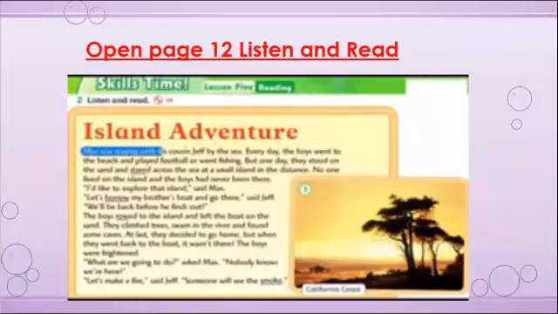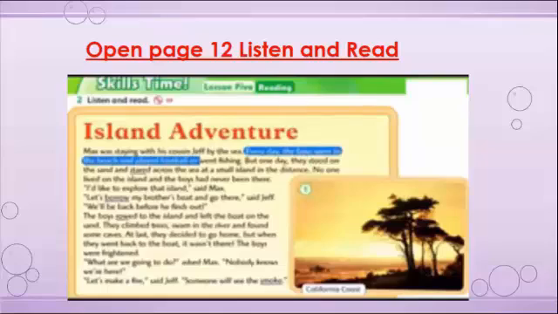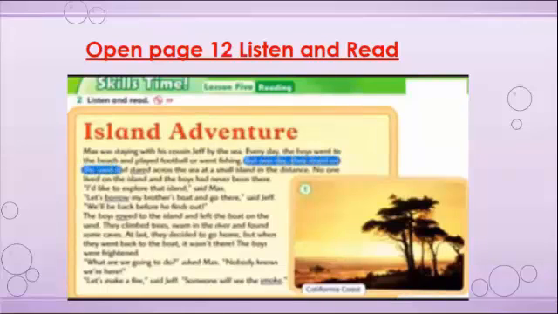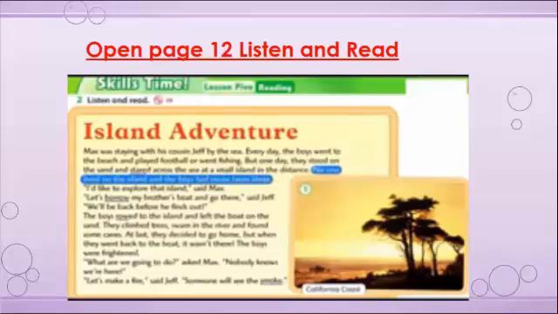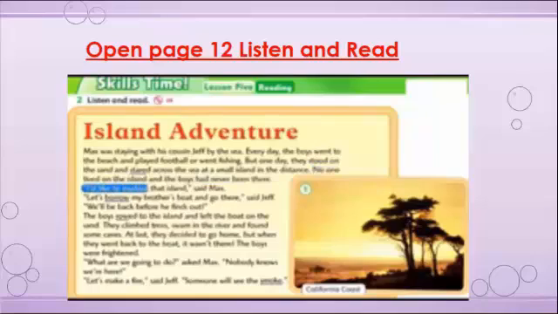Max was staying with his cousin Jeff by the sea. Every day, the boys went to the beach and played football or went fishing. But one day, they stood on the sand and stared across the sea at a small island in the distance. No one lived on the island, and the boys had never been there. "I'd like to explore that island," said Max. "Let's borrow my brother's boat and go there," said Jeff. "We'll be back before he finds out."